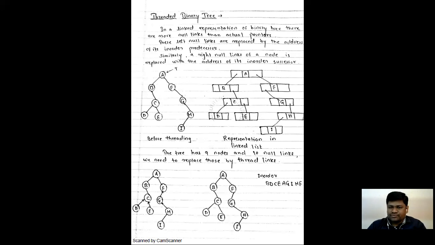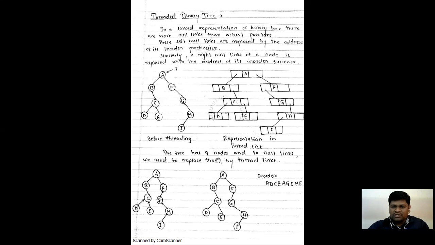3 orders, right? Which ones? Pre-order, in-order, post-order. But here in the threaded binary tree, we are considering the in-order. Now first we need to calculate. This is the tree before threading, given to you, and it will be represented using a linked list in the binary tree.